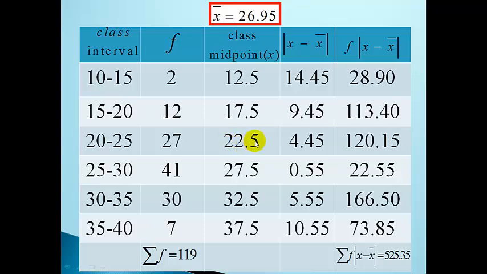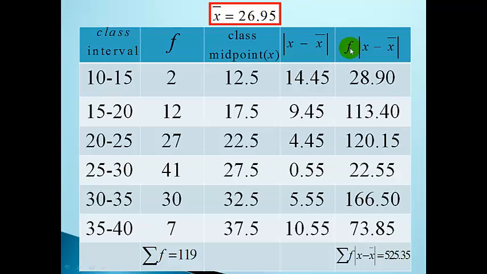Next, we have 22.5 minus 26.95. It's also negative, but if you take the magnitude, you get 4.45. 27.5 minus 26.95 will give you 0.55, and this is positive. 32.5 minus 26.95 will give you 5.55. 37.5 minus 26.95 will give you 10.55. And that is how we generate the x minus x bar values.